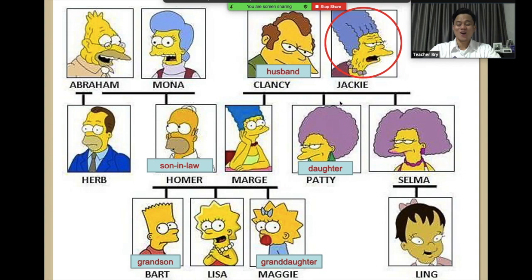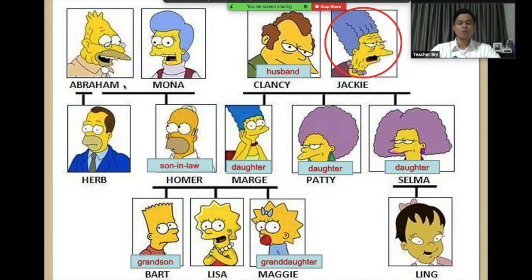Patty is her daughter. So if you can see here, she has three daughters, right? Selma is also her daughter, at the same time Marge. Oh, all girls, all women. Oh, and if you look at the hair, Jackie has the same hair as Marge, but not Patty and Selma. So I wonder where they got their purple hair. Now let's look at the other side.